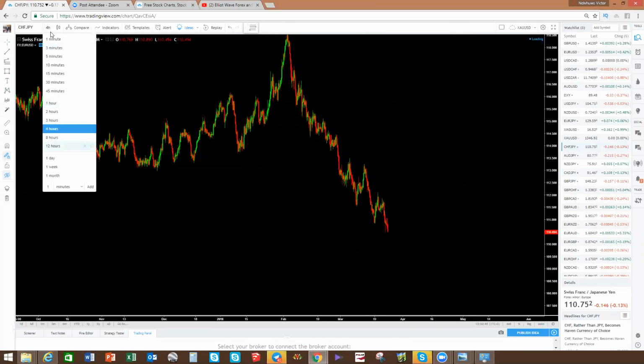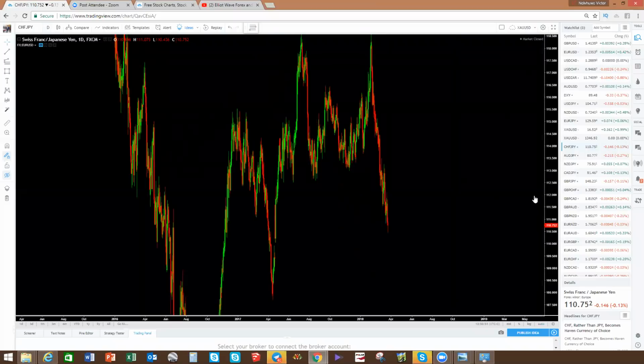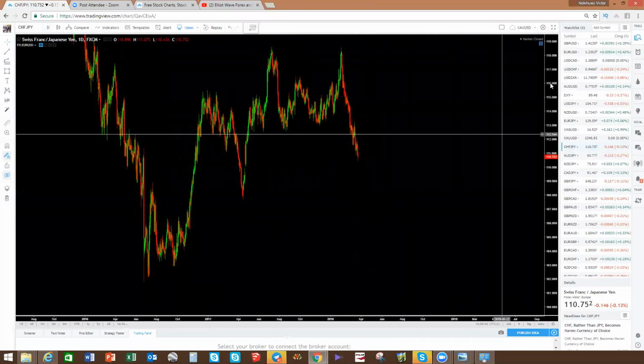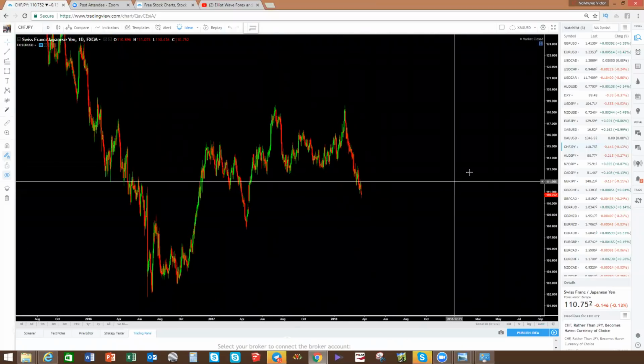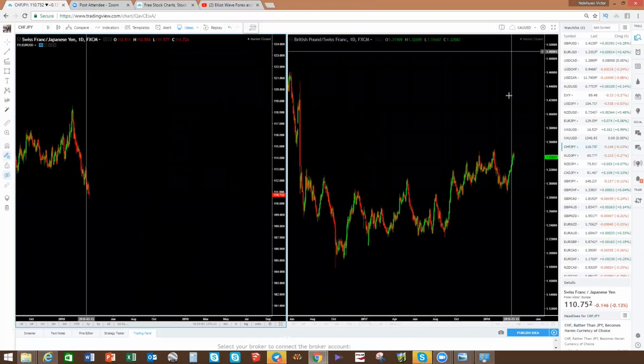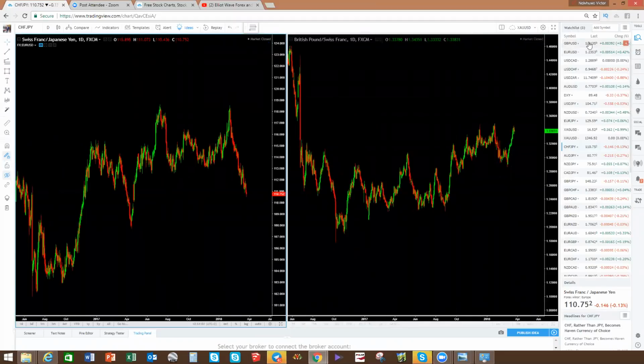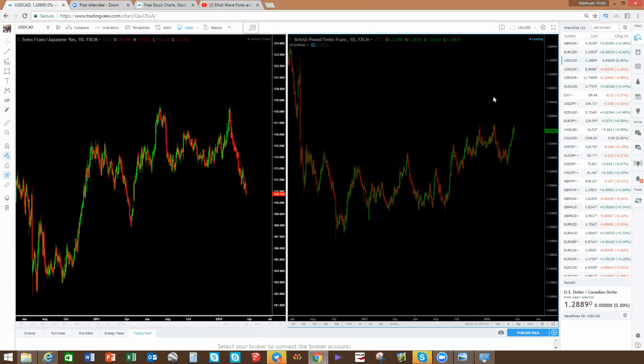So CHF I found very interesting. Continuing with our theme of having structures in different currencies doing exactly the same thing, I'm going to show you another one here. This is CHFJPY. Look at US dollar CAD, this side on the left, on the right hand side.